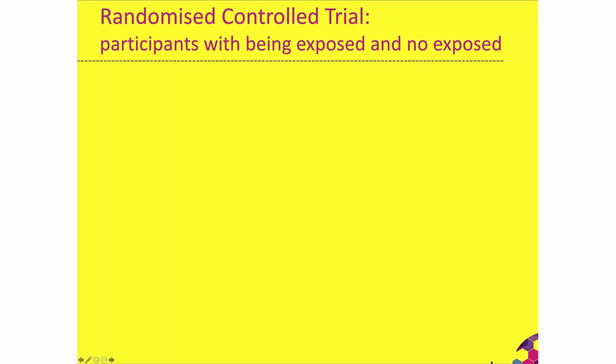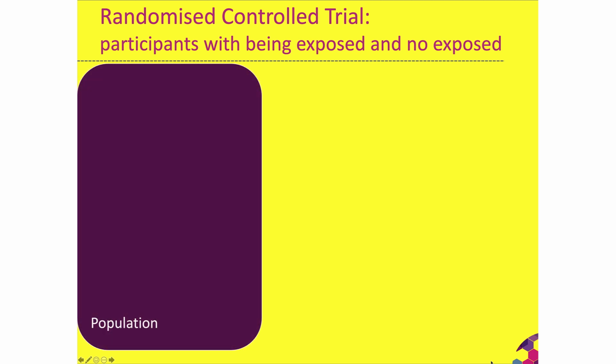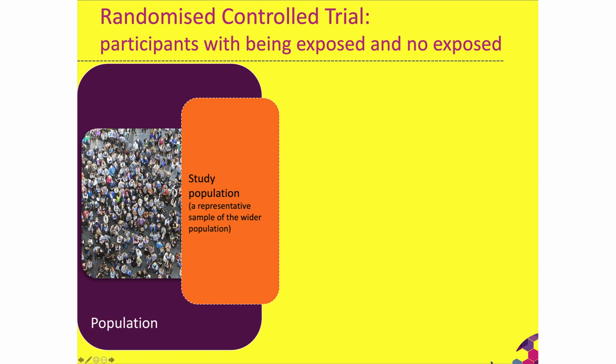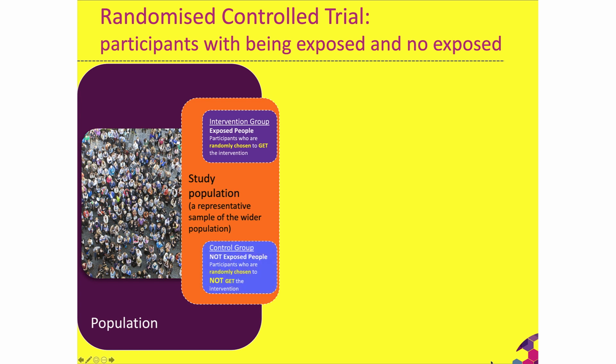So let's look at how randomized controlled trials work. We start off with our population, and then we choose either randomly or purposefully our study population, and ideally we want it to be a representative sample of our wider target population, but often that's not the case. And then we randomly choose some of our study population participants to get the intervention, to be the exposed group of people, and then we randomly choose some of our study population participants to not get the intervention and to be the not exposed group of people.